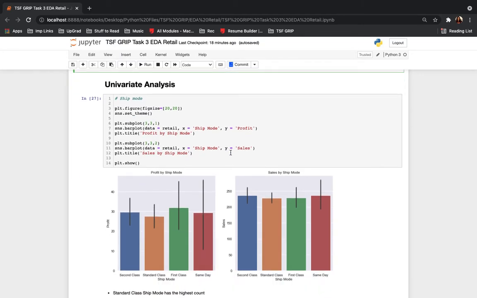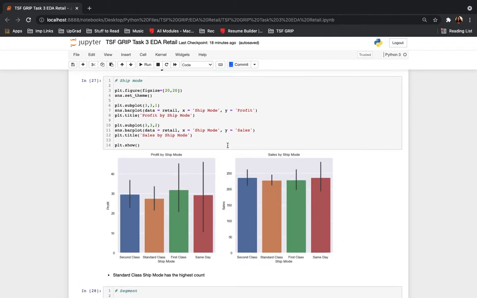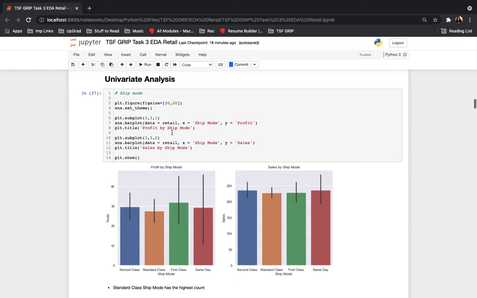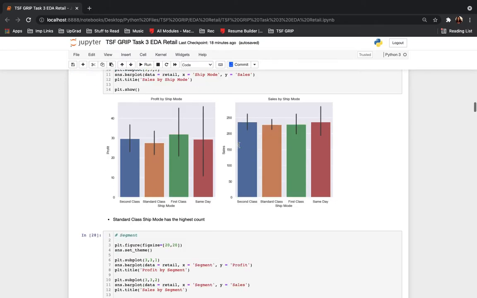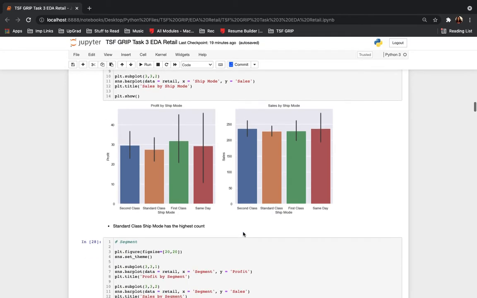So let us begin with the univariate analysis. Over here we are trying to understand the ship mode across profit and sales. So the code here helps us understand that the first class ship mode stands out when compared against profit, and it's somewhat second when compared against sales. The second class stands out in sales.